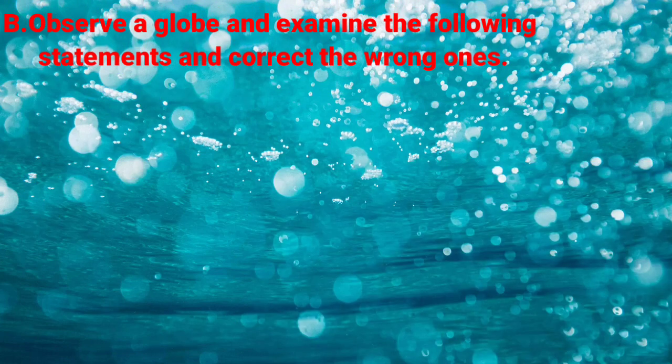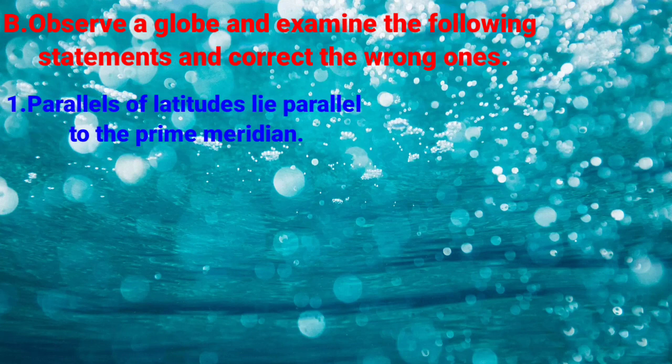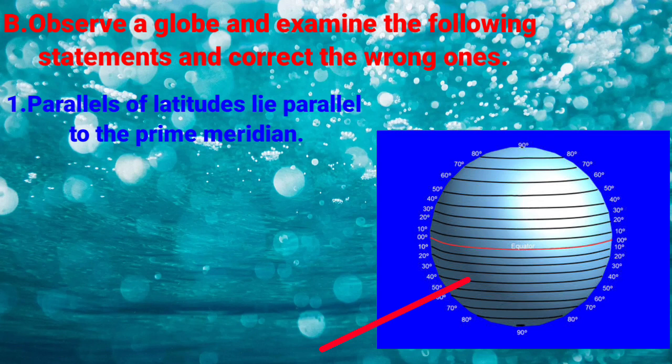Question B. Observe a globe and examine the following statements and correct the wrong ones. Number 1. The parallels of latitude lie parallel to the prime meridian. You can see on the globe, parallels of latitude lie parallel to one another. So this statement is wrong, and the correct answer is parallels of latitude lie parallel to one another.